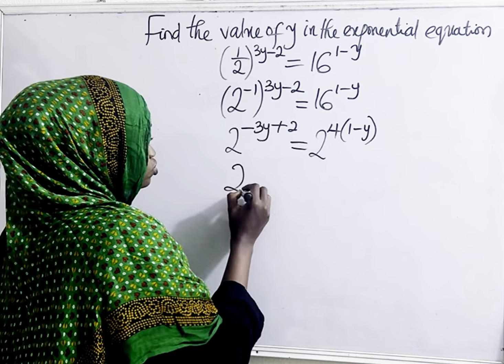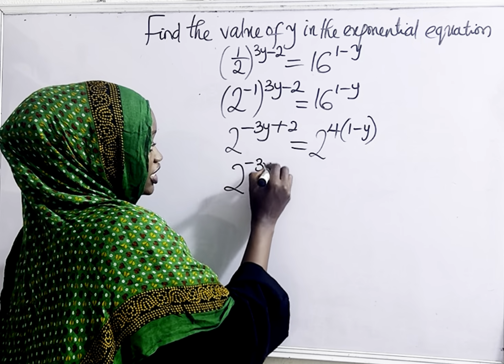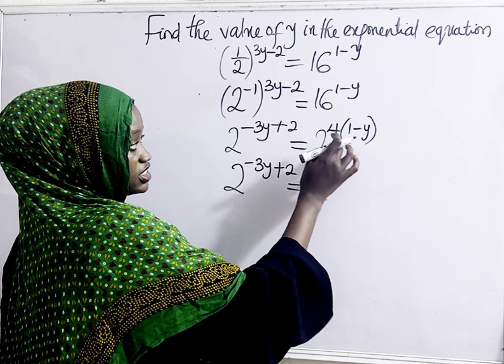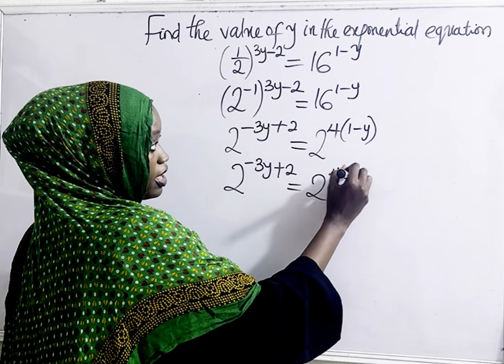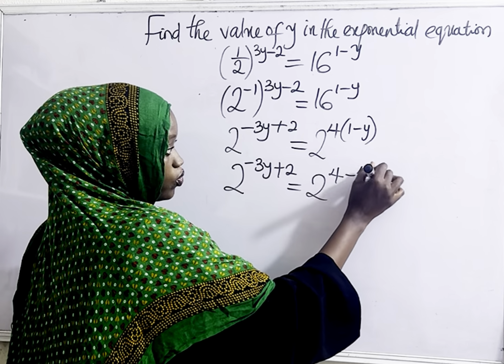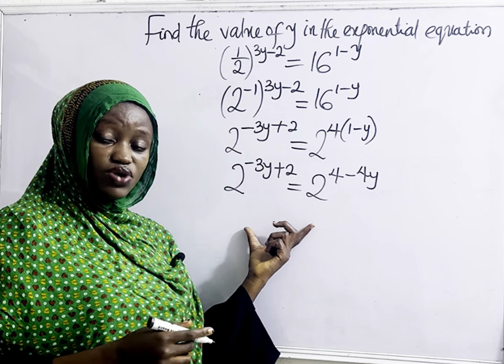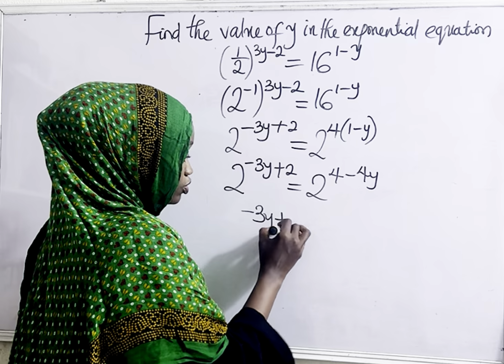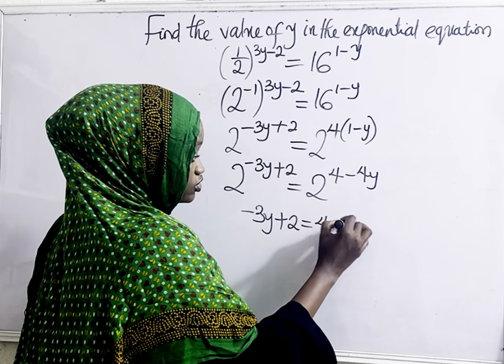So this becomes 2 to the power of minus 3y plus 2 equals 2 to the power of, let's open up the bracket here: 4 times 1 is 4, minus 4 times y, that's 4y. The bases are now equal on both the right and the left hand side, so we equate the powers. This becomes minus 3y plus 2 equals 4 minus 4y.